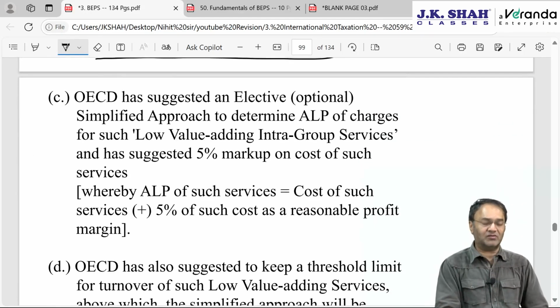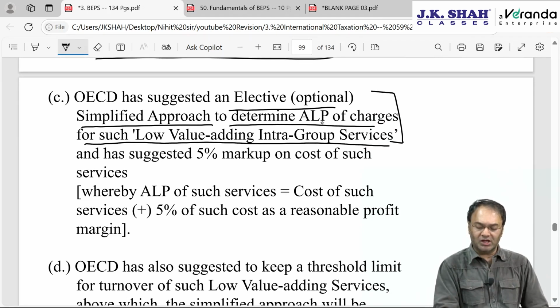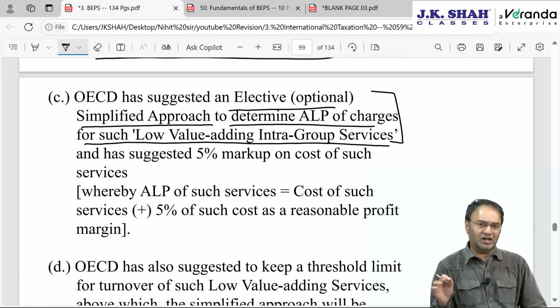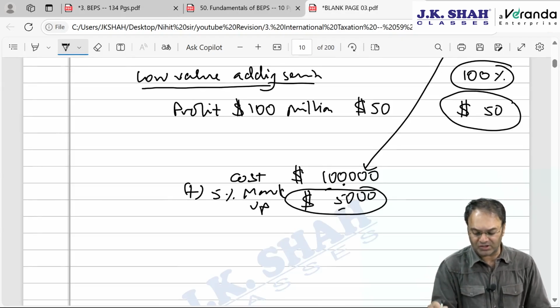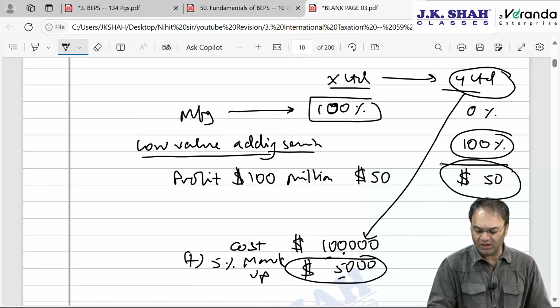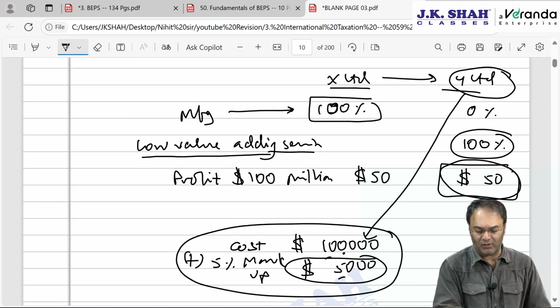OECD has suggested one elective approach, an optional simplified approach, to determine the ALP of charges for such low value adding intra-group services. This elective approach, which India also adopted in the safe harbor rule, is one OECD recommended be given as an option to multinational enterprises: in case you want us to determine the profit, then your profit figure will not be accepted, and profit will be a particular percentage of the cost incurred for low value adding group services.